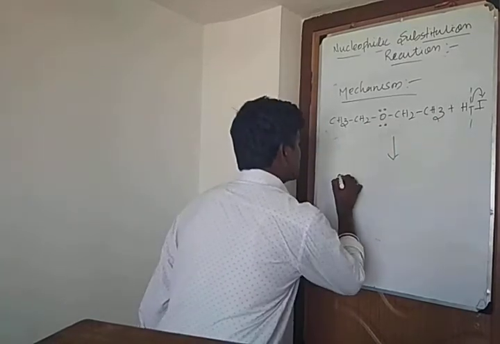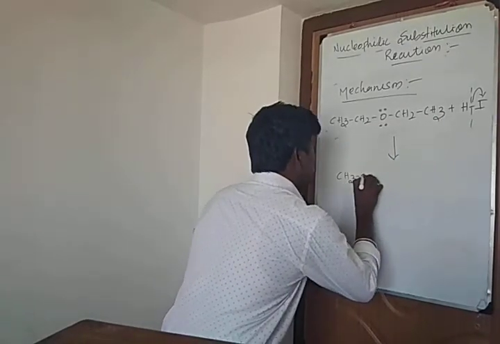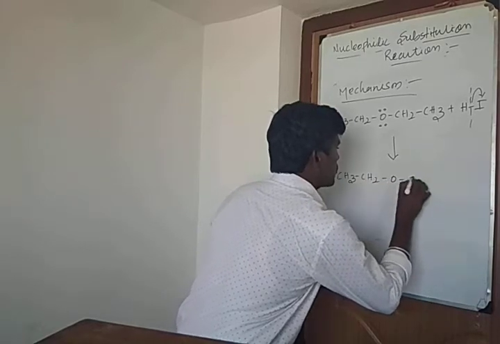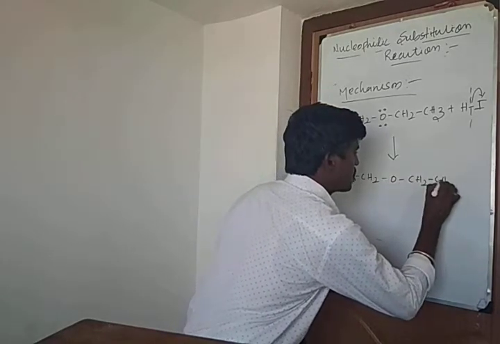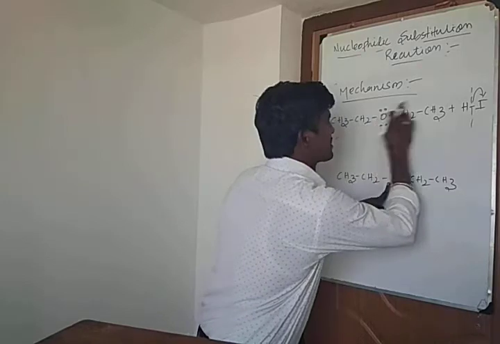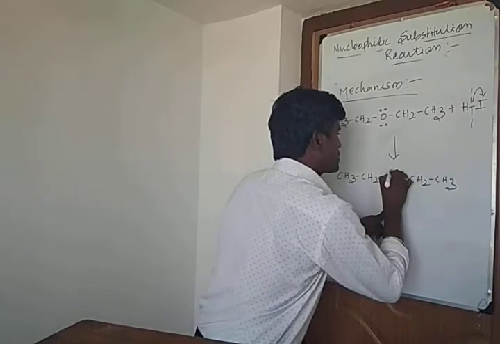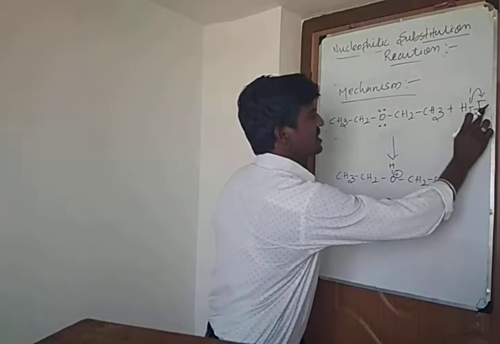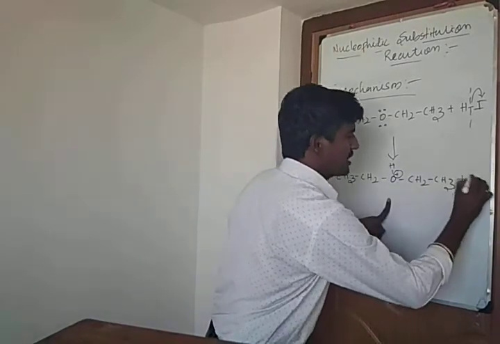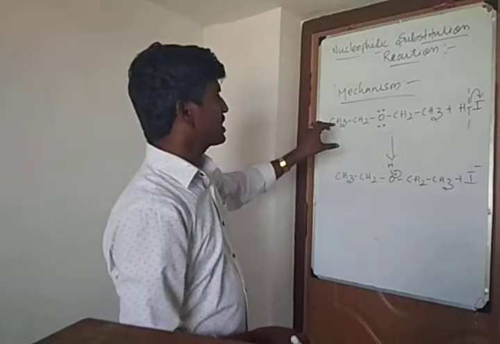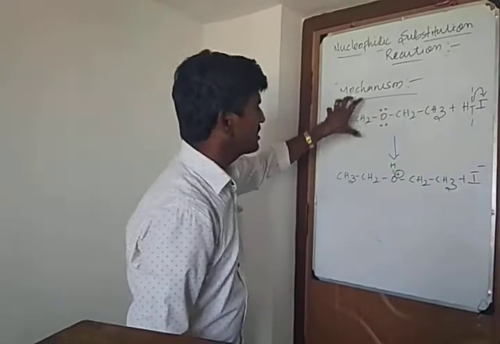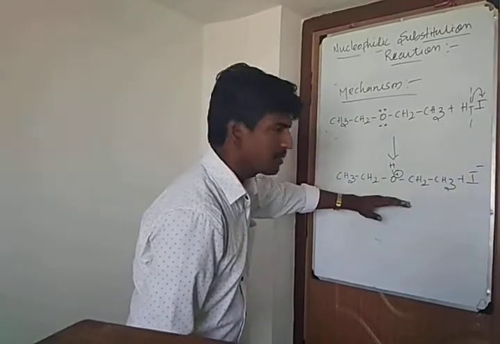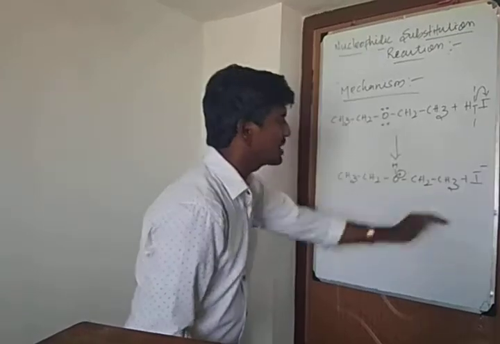Bond formation. CH3, CH2. Here the lone pair of electrons, H plus bond formation. After the bond formation, we have to put a positive charge on oxygen. What's the charge of iodine now? I minus. Step 1, protonation. Addition of H plus ion to ether. You can get an intermediate. Its name is oxonium ion.